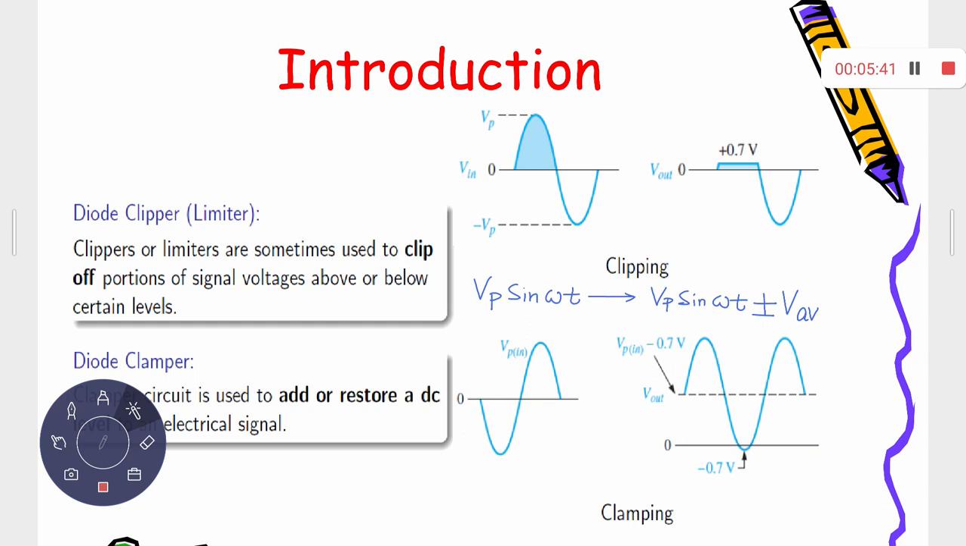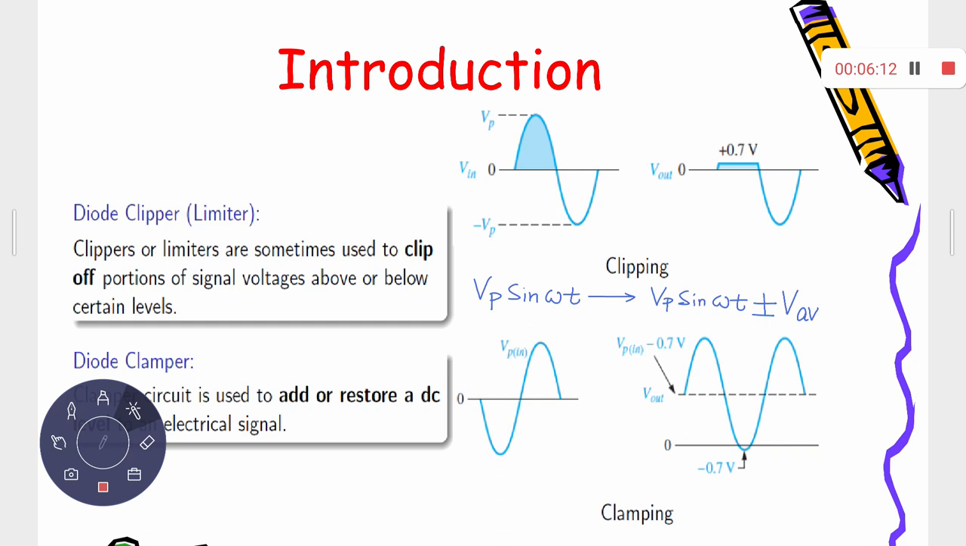Similarly, for the clipping operation, here you can see that this entire negative half cycle is present in the output. That means there is no change in the negative half cycle. Only a portion of the positive half cycle is modified, not the entire positive half cycle. That means a part of the positive half cycle is modified, or clipped, or limited. It is also known as a limiter circuit, as you can see over there. That means it can limit the maximum output which is present at the output side.